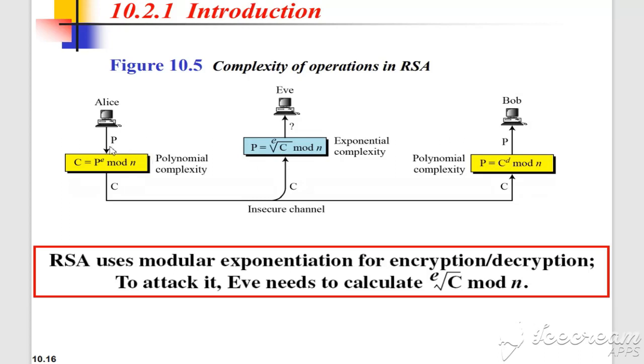When Alice computes the cipher text, it is done in polynomial time. She can calculate the cipher text in polynomial time, and Bob can also decrypt the message in polynomial time. But when Eve tries to get the plain text using only the cipher text, when she does not know the private key, she will use this formula. You can see that it is an exponential time problem. So it is almost impossible for her to solve.